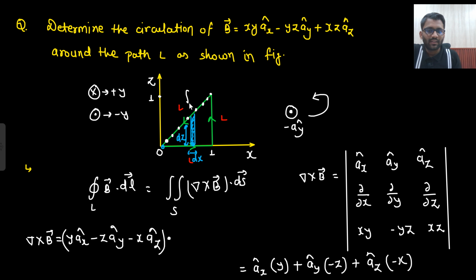What is the equation of this line? This is 1 comma 1 only, right? So the equation of this line is z equals to x. So your z is changing from z equals to 0 to z equals to x on this strip. Here your z is not fixed. Z is something else at every point.